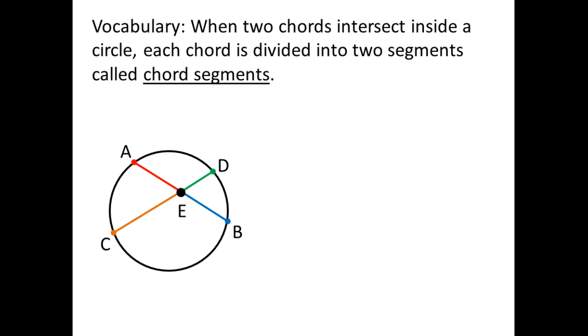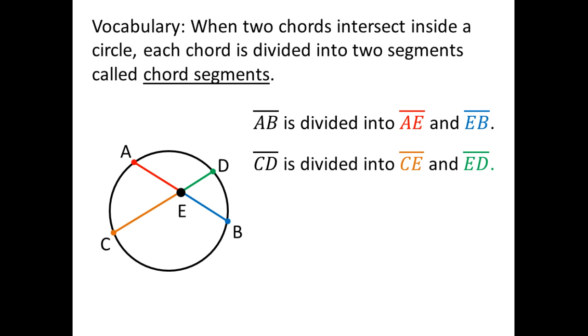Geometry Section 10.7, Special Segments in a Circle. When two chords intersect inside a circle, each chord is divided into two segments called chord segments. Chord AB is divided into AE and EB. Chord CD is divided into CE and ED.